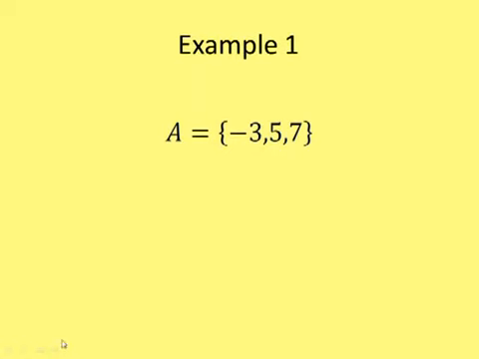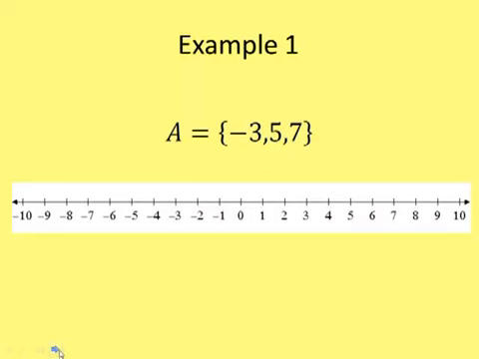Okay, so in this example, example 1, let's try to express the set A on this number line. It would simply be expressed with these filled in circles. So there would be a filled in circle at -3, 5, and 7. And so a filled in circle represents that value is in the set.